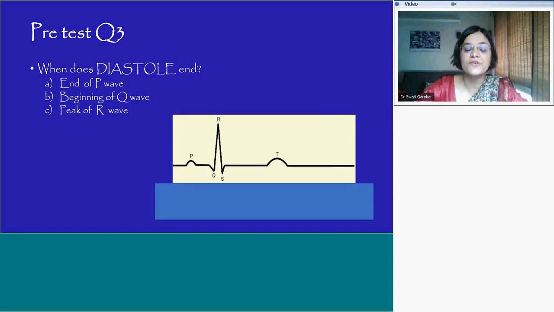Where does ventricular relaxation end? Does it end when the P wave is over, or when the Q wave begins, maybe, or at the peak of the R wave?